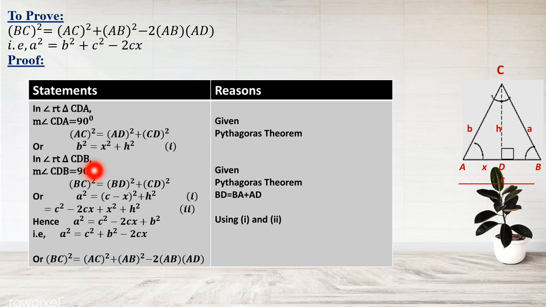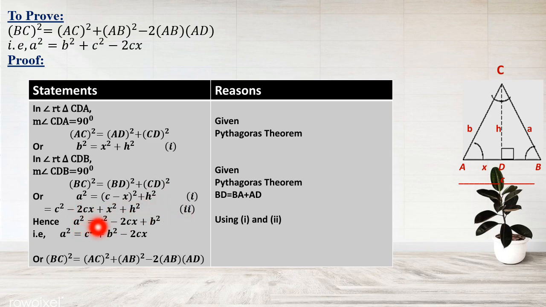Okay students, now let's take our next triangle, which is CDB. In triangle CDB, angle CDB is 90 degrees. Again apply the Pythagoras theorem, which is BC square equals CD square plus BD square. BC is replaced with its value A, and BD we find as follows: this whole side is C and this side is X. So what will be this side? This side becomes C minus X. So BD is replaced with its value C minus X whole square, plus CD is replaced with its value H square. Solve it more and you will have this term.